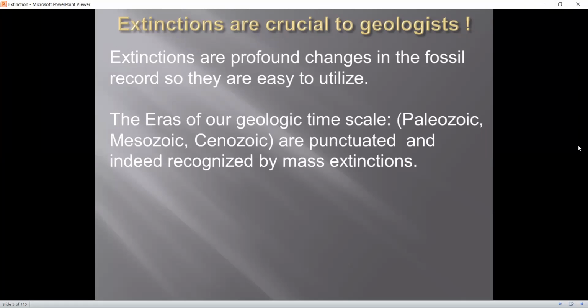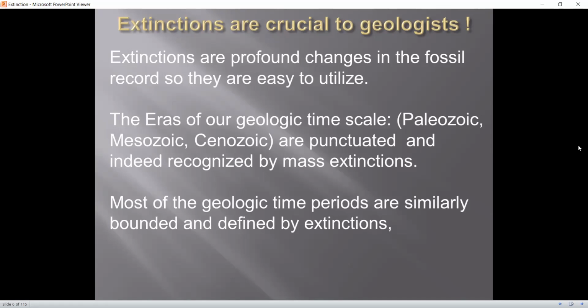The eras Paleozoic, Mesozoic, Cenozoic are punctuated and recognized by extinctions. When a group disappears, something else comes out after. Easy to spot these things. My dullest grad student could grasp this idea and also could make this happen.